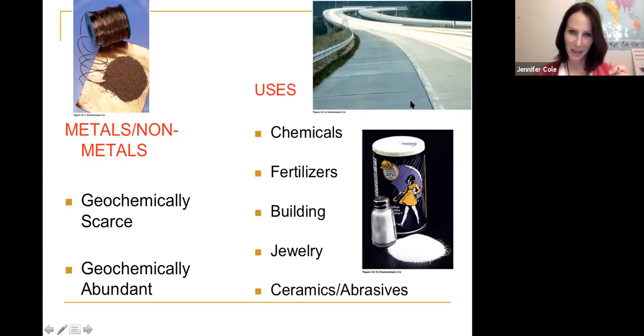Also, we'll look at that when we talk about architecture and building materials. Here's a non-metal, salt. And so we group them in terms of metals and non-metals. We also group them in terms of whether they're geochemically scarce. There's nothing really magical about this distinction. Geochemically scarce is less than 1/100th of 1% of Earth's crust. So platinum, for example. And then geochemically abundant, so for example, sand that we use in building materials and other things.